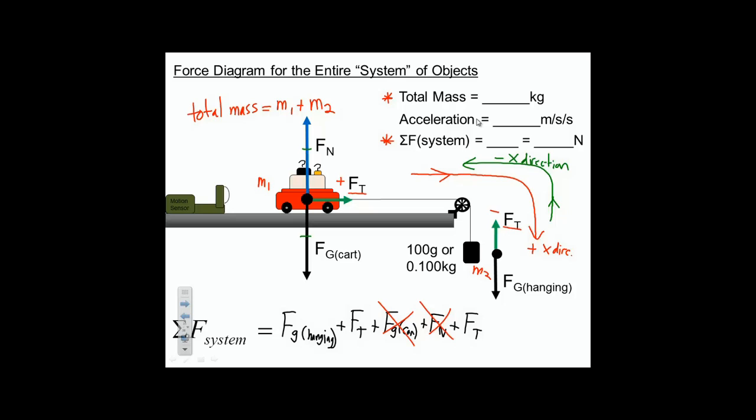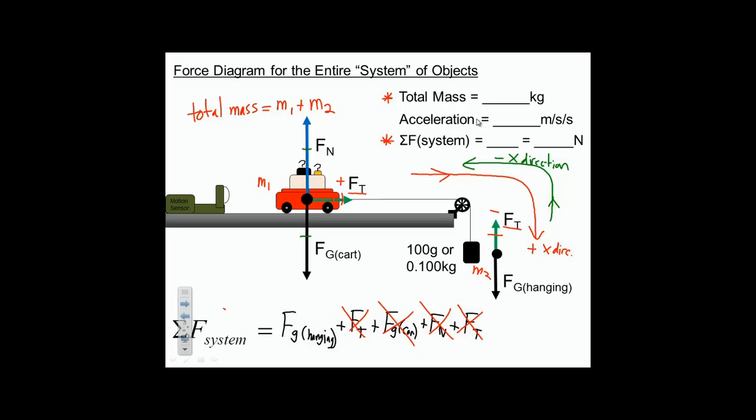Since it's the same string, and pulleys don't affect the size of the tension in the string, it just redirects the direction of that tension, the tension on the car and the tension on the hanging mass are the same size. A little slash right there, a little slash right there. And they're pulling on our system in perfectly opposite ways. Since the tension on the car is positive, the tension on the hanging mass is negative. And so because we have two forces that are the same size trying to cause our system to move in opposite directions, those two tension forces also cancel one another out.